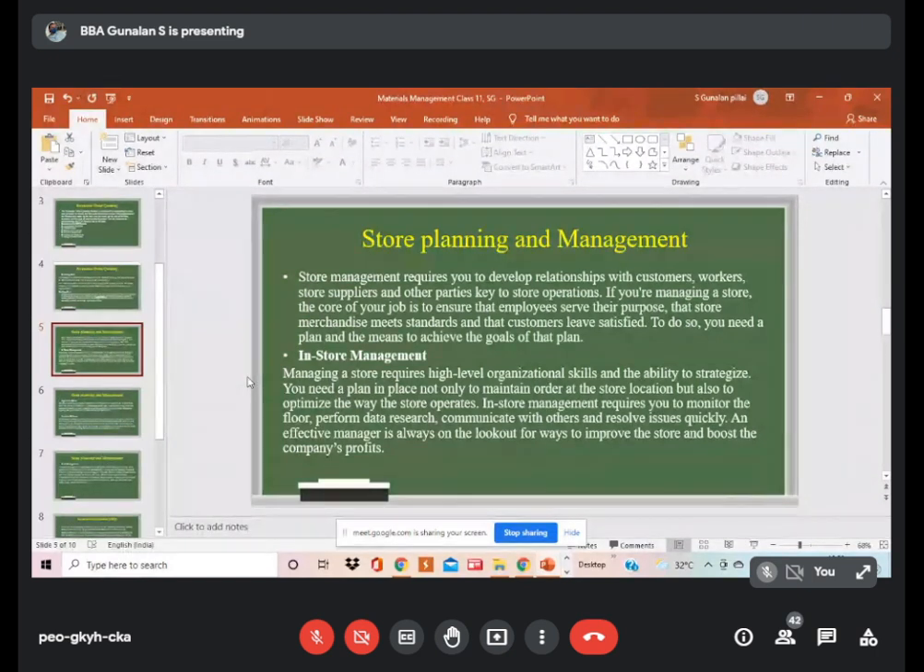Everybody will be seeing nowadays the store management requires you to develop relationships with customers, workers, store suppliers and other parties key to store operations. If you are managing a store, the core of your job is to ensure that employees serve their purpose, that store merchandise meets standards, and that customers leave satisfied. To do so, you need a plan and the means to achieve the goals of that plan.